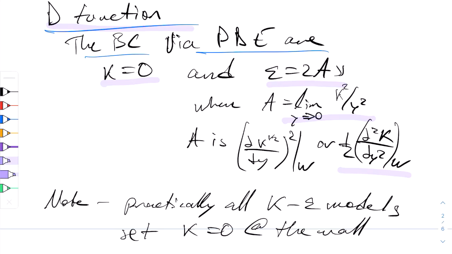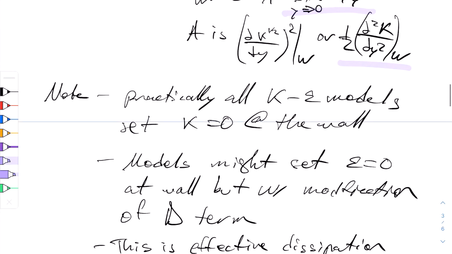So practically all k epsilon models are setting k to 0 at the wall. And they might, in many models today, set epsilon as 0 at the wall, which makes sense because, of course, nothing can be dissipating at the wall because it's a one-point statistic. But this means we need to modify d in the TKE equation here.